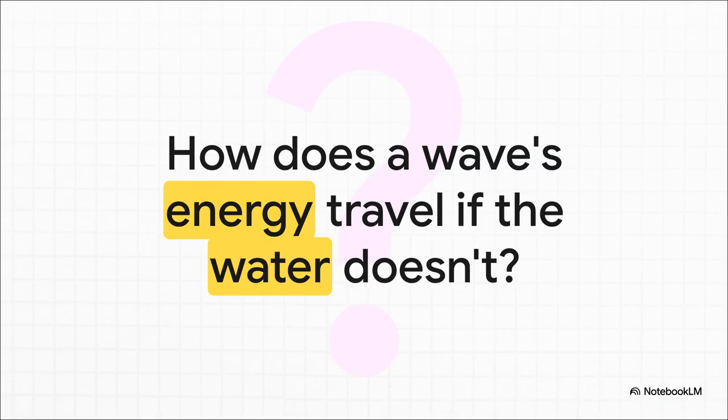And that leads us to the central puzzle, right? If you imagine a seagull just floating way out at sea, it just kind of bobs up and down as a wave passes under it. So how does the energy from that wave travel hundreds of meters to finally crash on the shore? This is the core question we are going to answer.